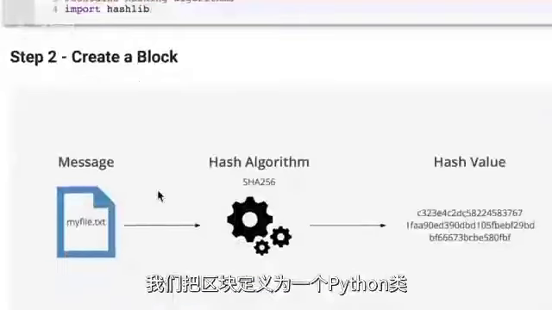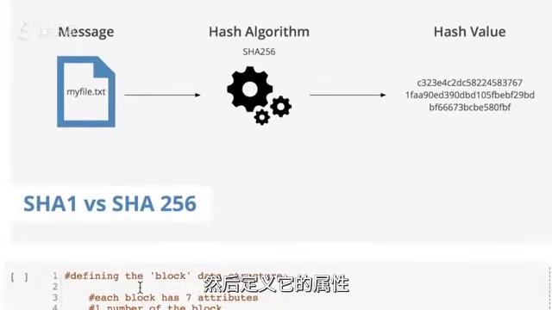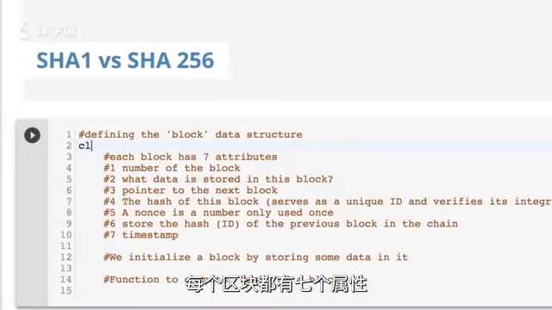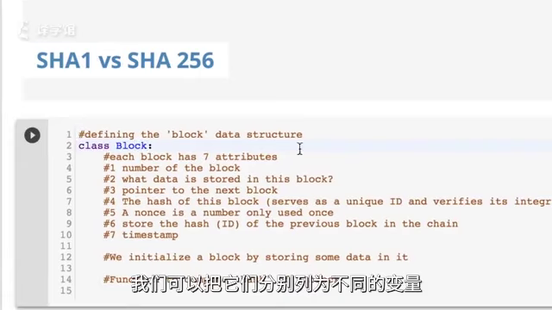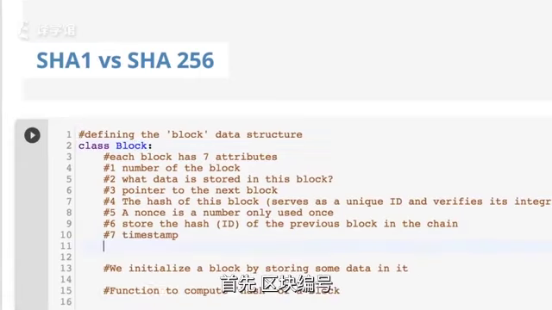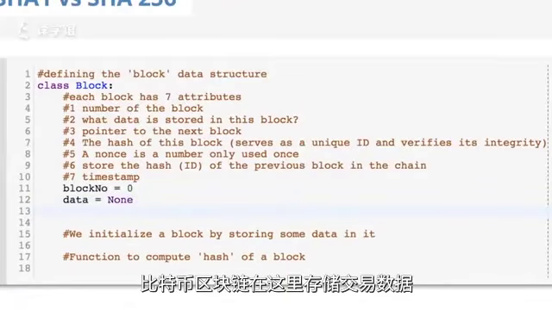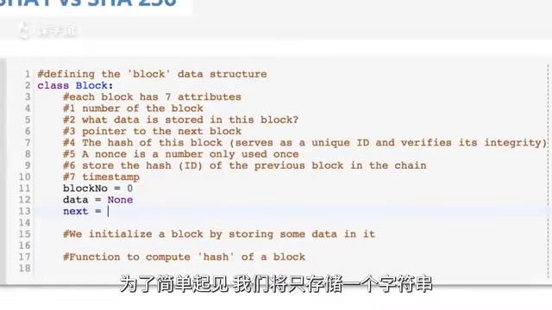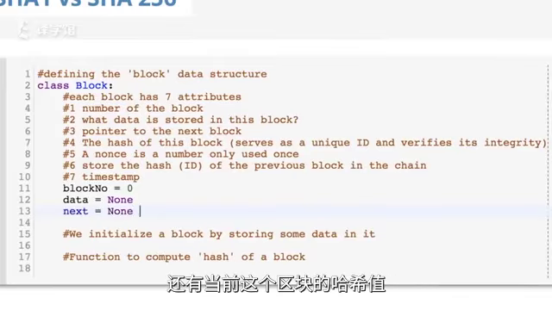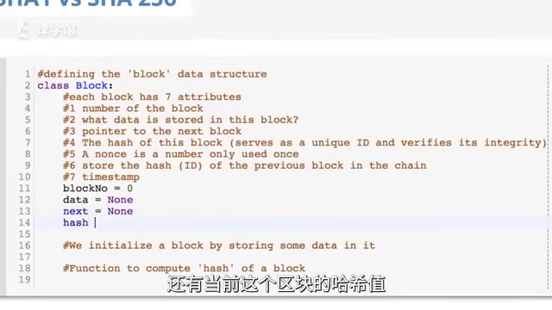We can define our block as a Python class, then define its attributes. Each block has 7 attributes, and we can list each as a distinct variable. First, the number of the block, so we can index each of them. Next, the data we'll store in this block. Bitcoin's blockchain stores transactions in here, but we'll just store text strings in here for simplicity. We'll define a pointer to the next block as well as the hash of this block.